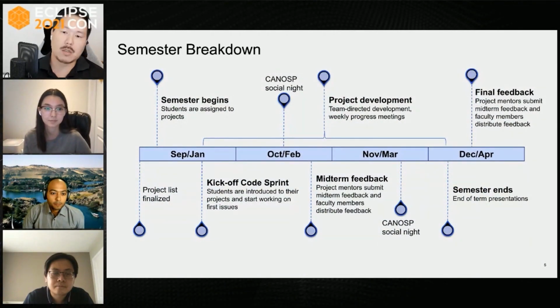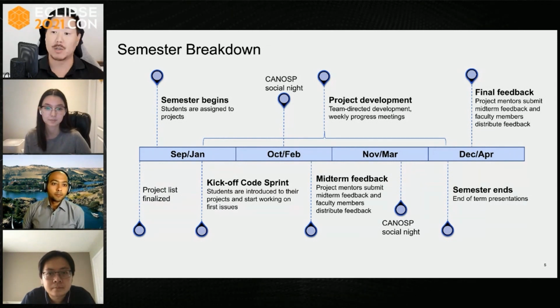So CANOSP runs in the fall semester from September to December, and in the winter semester from January to April. And this is roughly what the process looks like for each semester. Before the start of the semester, each university that offers CANOSP opens up their application process, which is administered by that specific faculty mentor.